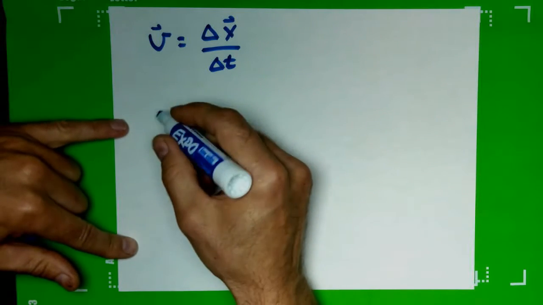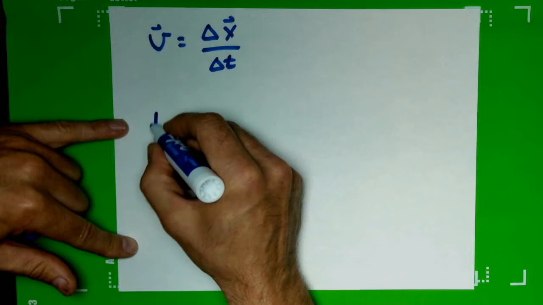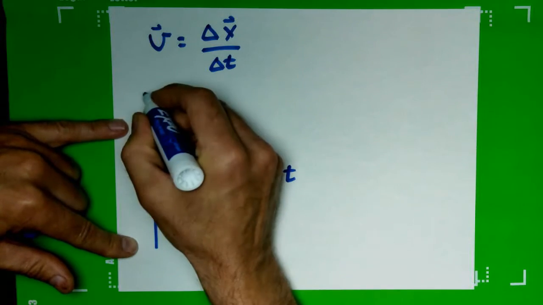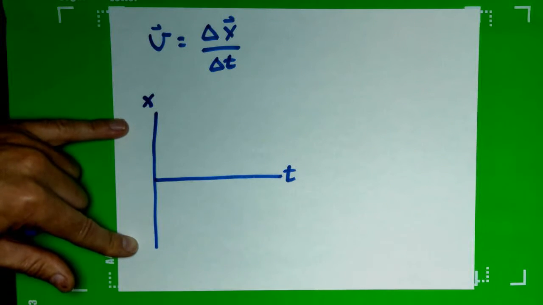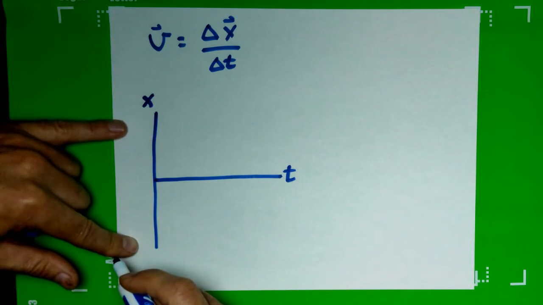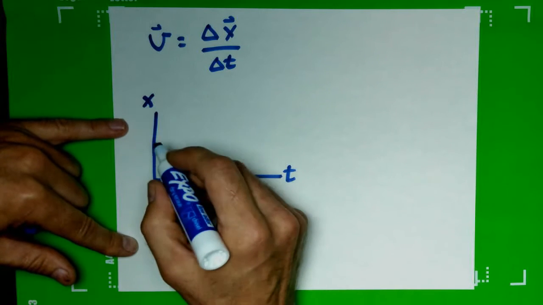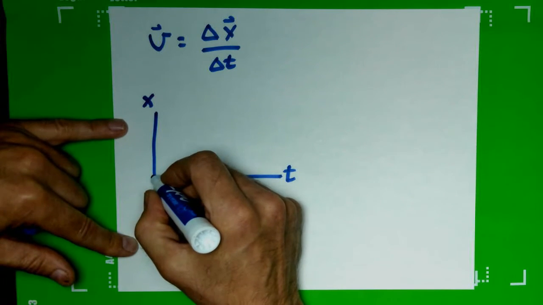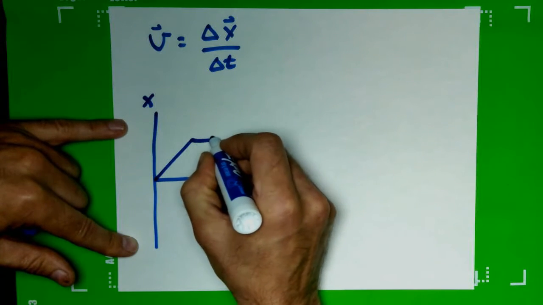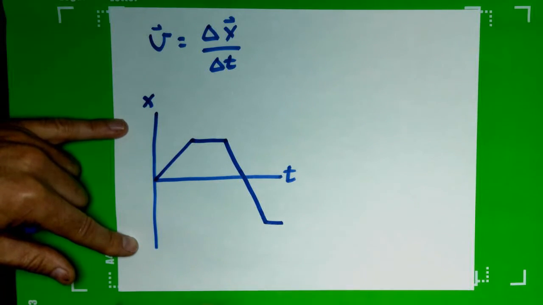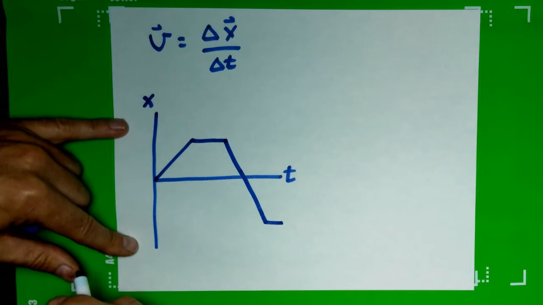Let's go ahead and look at a position graph as a function of time. So we'll have x versus t, and x can be positive or negative. Let's suppose my position graph looks like this. Okay, it looks like that. So first question is, what is this object doing?